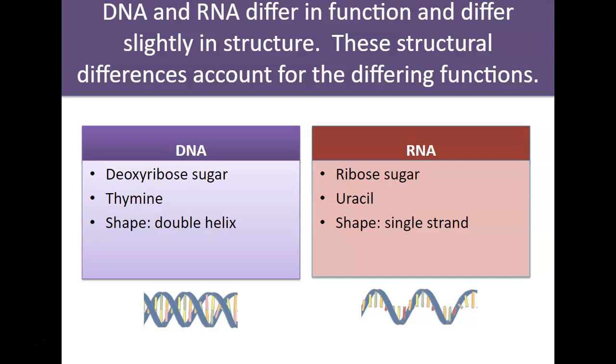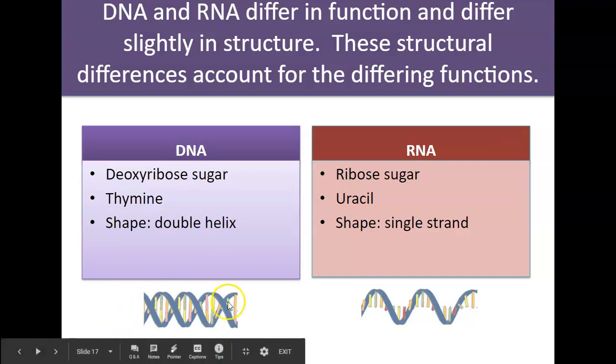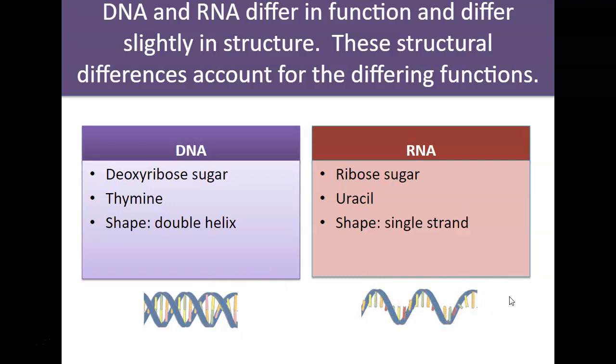And we'll get into the details later when we talk about how we make proteins and things, but that's one structural difference. And then lastly, the shape. DNA is in a double helix or twisted ladder form, whereas RNA is a single helix. It's just one side of the ladder with rungs.